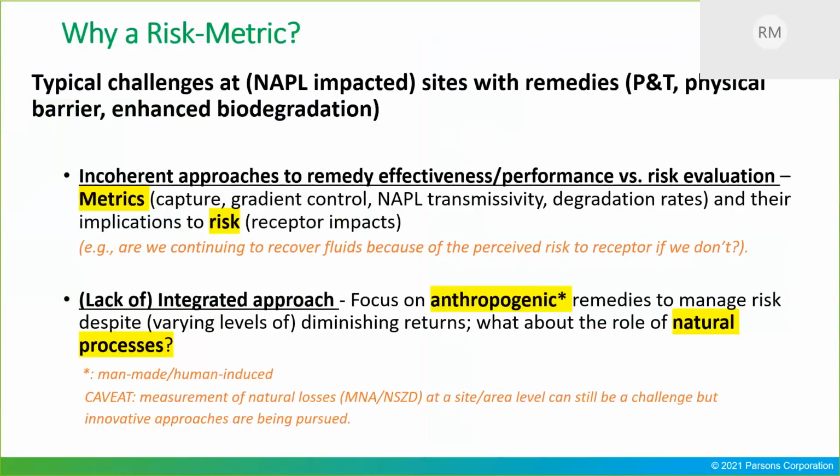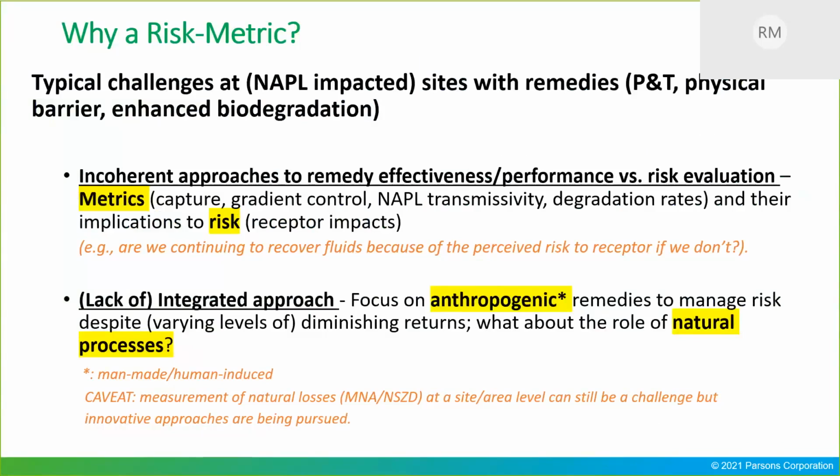Okay, so at the outset, if we take a step back, why do we need a risk metric? So there are some challenges. I'm going to be exclusively talking about hydrocarbon, meaning NAPL impacted sites. They may have multiple versions of remedies where, for example, pump and treat systems, they may have physical barriers, or they may even have enhanced biodegradation, for example.